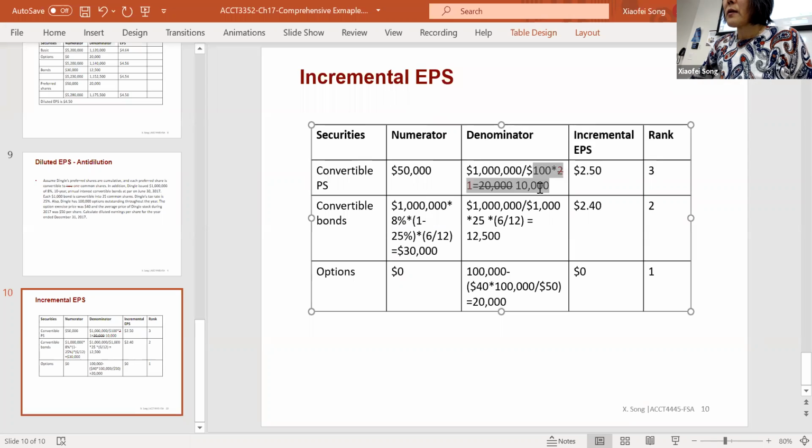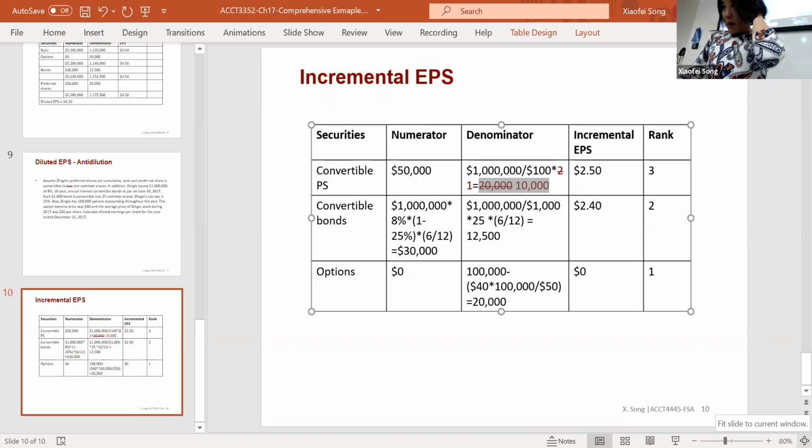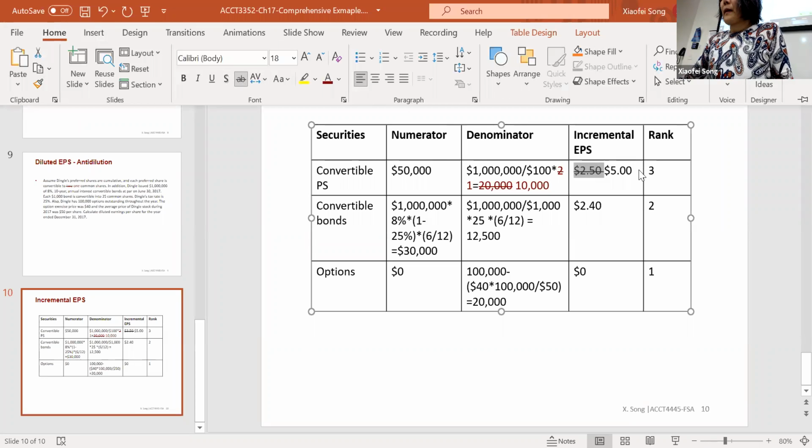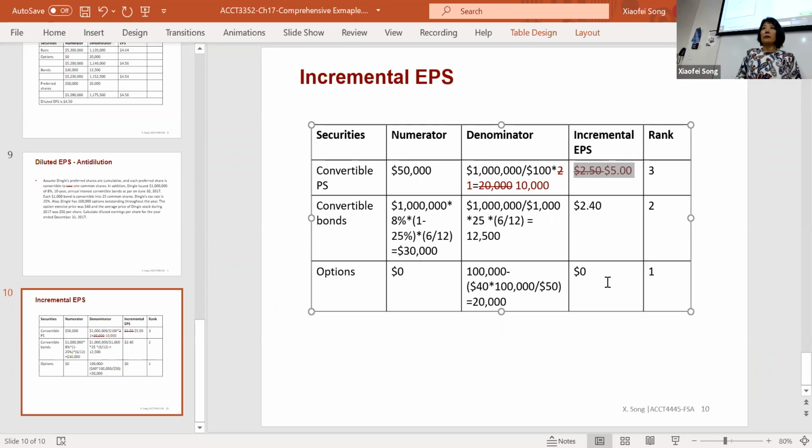I want to change the whole thing. So that changed. With that change, this one will change as well. It will be $5 per share. Right, so that will change. It's still ranked number 3, but it's different.